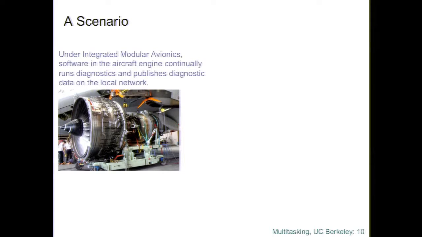Now, in a sort of old-fashioned design for airplanes, every one of those sensors would have a pair of wires routing it to a rack-mounted computer in the cockpit, which would then aggregate all that sensor information and use it. But that design has a lot of problems, right? One of them is that you actually increase the weight of an aircraft considerably by putting that much wire on it, okay? So it decreases the fuel efficiency of the plane.